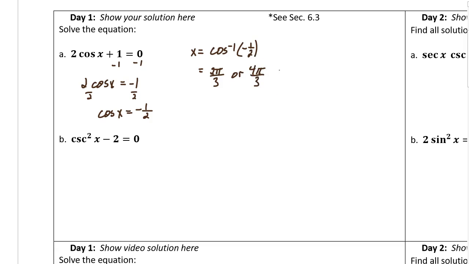However, we're still not finished because the cosine function is periodic. If you add 2 pi to either of these values, you would be back at an angle that has a cosine value of -1/2. For that matter, you could add 4 pi or 6 pi. You could even subtract 2 pi or subtract 4 pi. We need to indicate all answers that work for x.